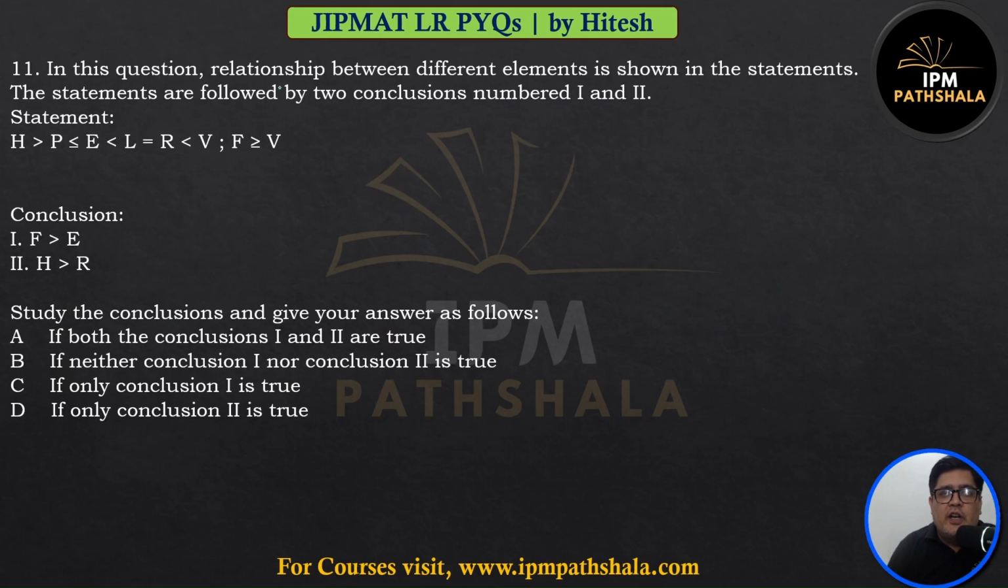In this question, the relationship between different elements is shown in the statements, and the statements are followed by conclusions numbered 1 and 2. So we have to decide: one follows, two follows, or both follow. These are inequality based questions. I am trying to reach from V to E. First one is V to E. So look at this.